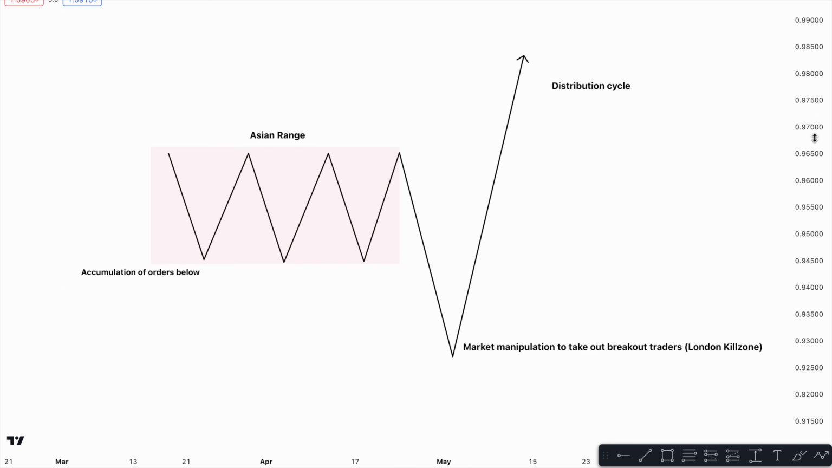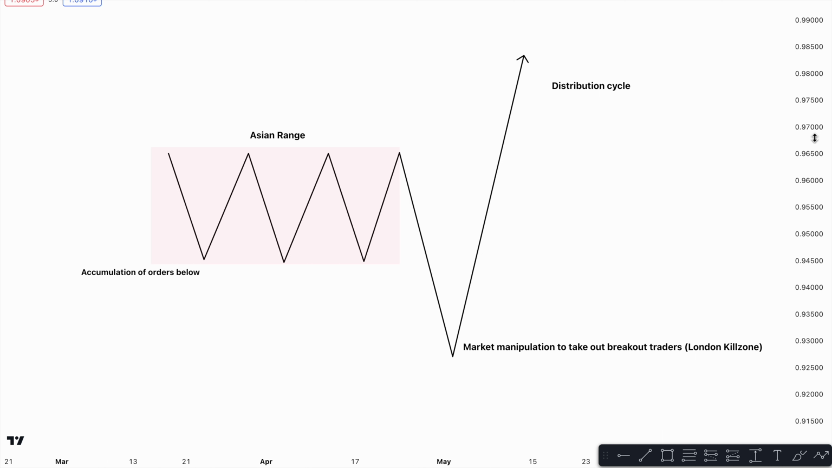So the Power of 3, as discussed in the previous video, is essentially a build-up of orders on one side of the market, which eventually gets run through. That is when we look for our entry, okay? The Asian range plays a key role in this, as we are looking for the Asian high or low to be taken out. Basically, price needs to go above the Asian high or below the Asian low.